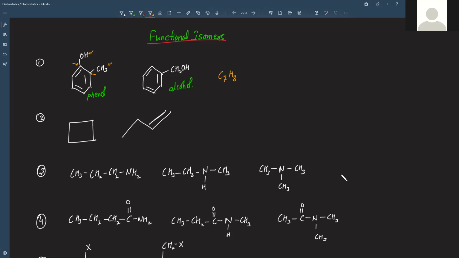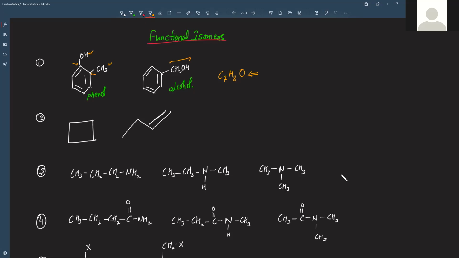Now check here as well. There are 5 hydrogens in the ring, and 5 plus 3 in this part, that is H2 and H. So that is also H8. What else? There is 1 oxygen. In both the structures there is 1 oxygen. So this is the molecular formula, which is the same for both structures, that is C7H8O.